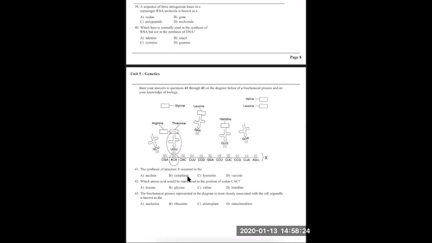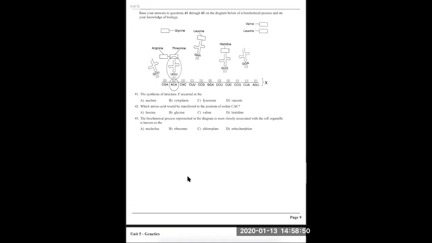Adenine stands for A. Cytosine stands for C. Guanine stands for G, and uracil stands for U, which is only found in RNA. So which base is normally used in the synthesis of RNA, but not in the synthesis of DNA? B is the correct answer. Moving on.